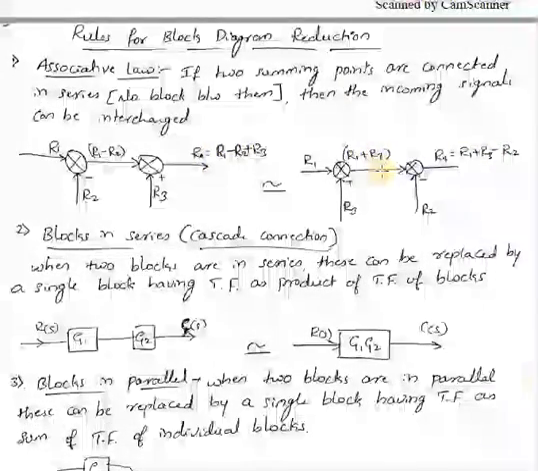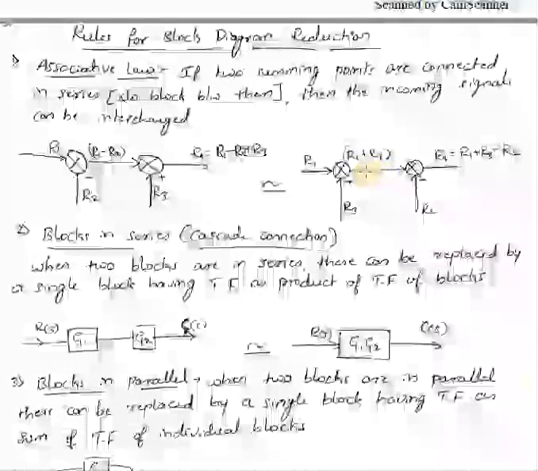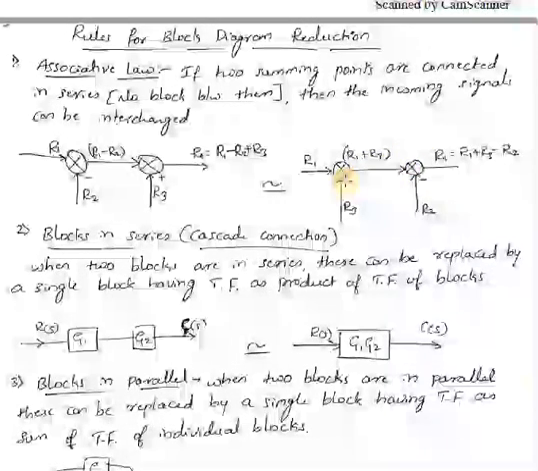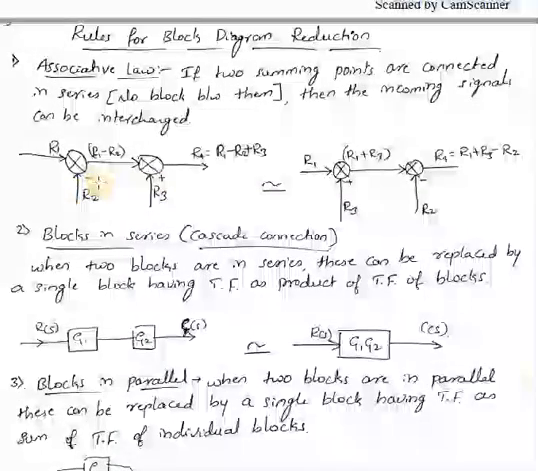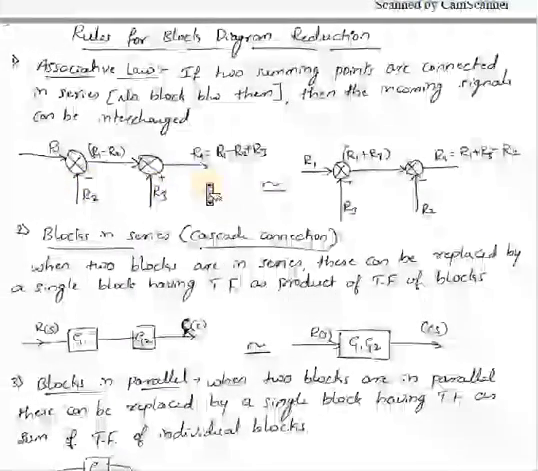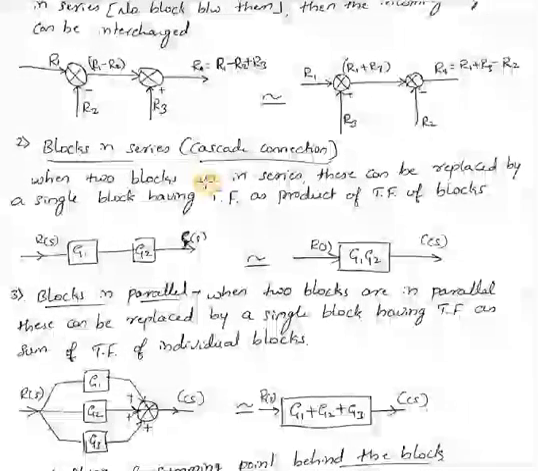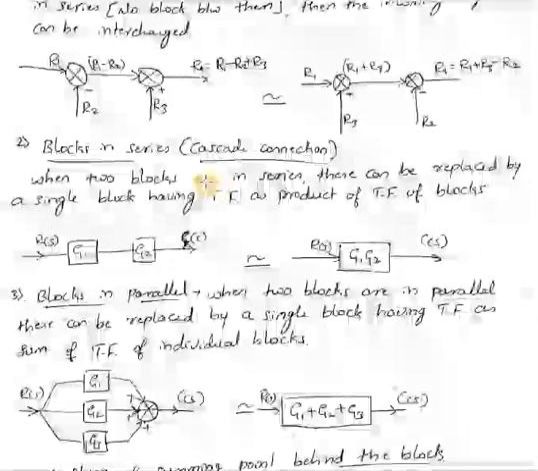So if there is no takeoff point or if there is no block between two summing points, at that time you can interchange the signal of summing points. Then the second one is blocks in series, cascade connection.